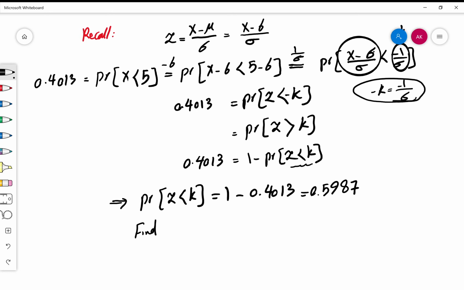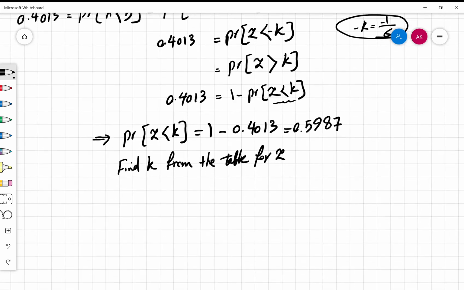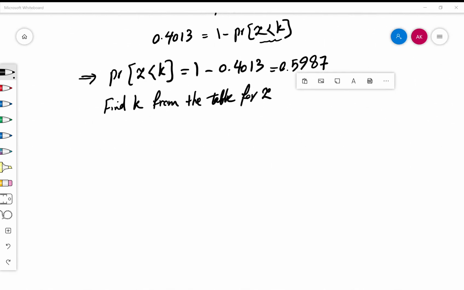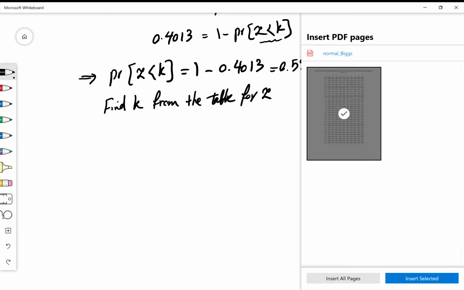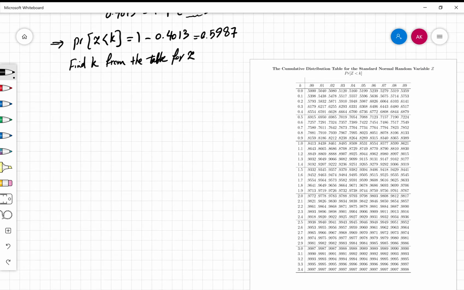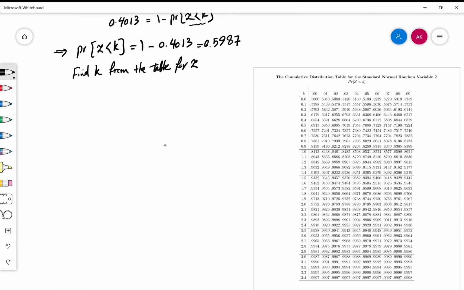Okay, now I can use the table for Z and find k, from the table for Z, or the CDF table for Z. Let me just import that table. This is the table at the end of your book. And to be able to find that number, we need to find 0.5987 from the table. That number is there, and it is at 0.2 and 5. So that means that we found k is 0.25.